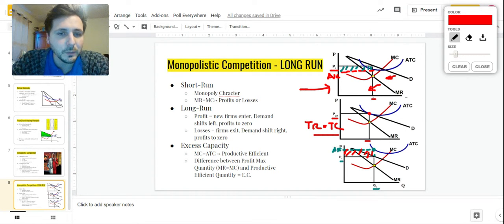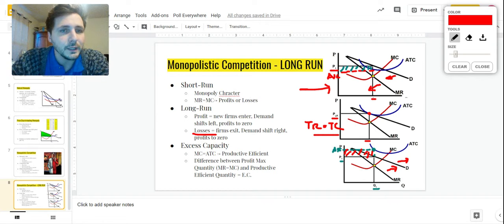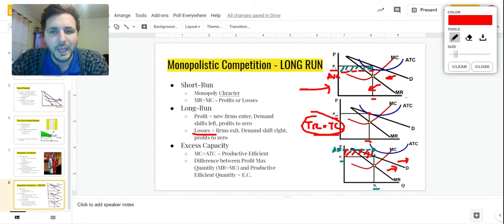Same thing happens down here with the losses, but in the opposite way. When there are losses like this, firms leave. And when firms leave, there is a larger market share to go around. So the demand is actually going to shift to the right. And when it shifts to the right, it's going to bring marginal revenue with it. So both of those are going to go right until we end up at ATC and demand being the same at our profit maximizing quantity. In other words, where we have an economic profit of 0.